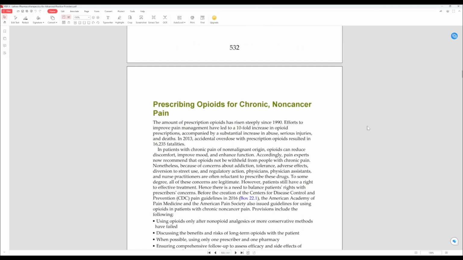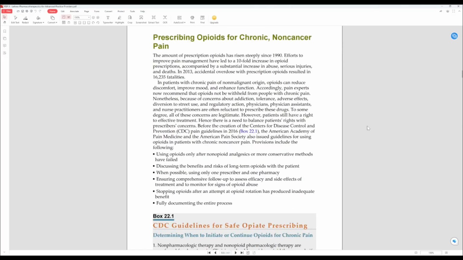So, that brings us to prescribing opioids for chronic non-cancer pain. The amount of prescription opioids has risen steeply since the 1990s. Efforts to improve pain management have led to a tenfold increase in opioid prescriptions, accompanied by a substantial increase in abuse, serious injuries, and deaths. In 2013, accidental overdoses with a prescription opioid resulted in 16,235 fatalities.